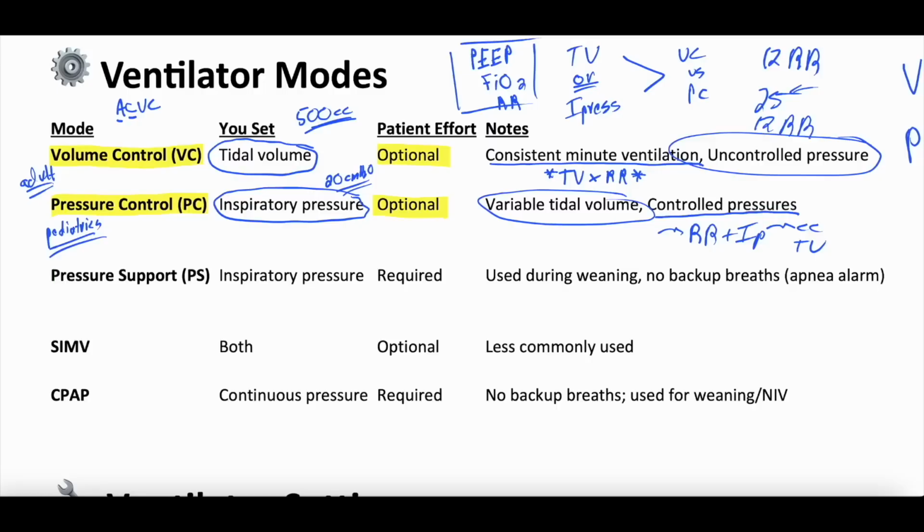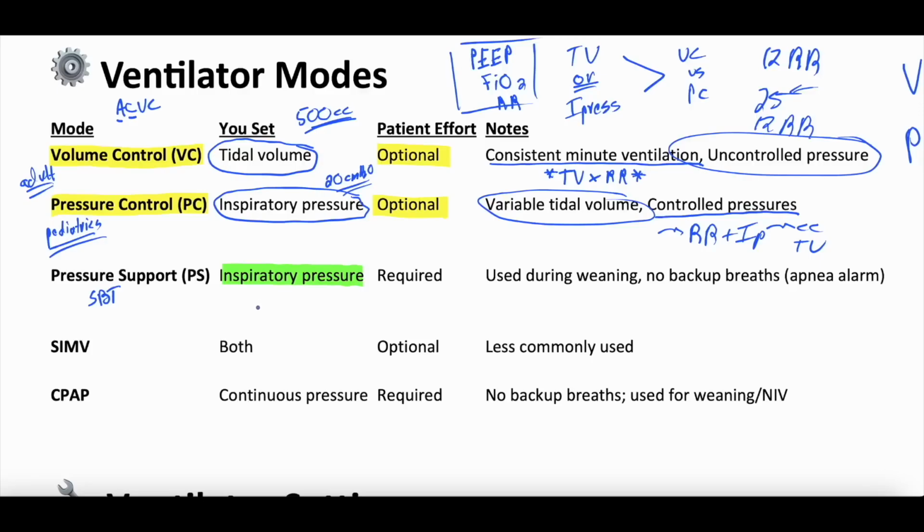So pressure support is often what we call a spontaneous breathing trial, or SBT. This is where, on the ventilator, all you're setting is the inspiratory pressure to help support them and help them overcome the resistance of the ET tube, right? They have an endotracheal tube going in their mouth and down their throat, and there's resistance to that endotracheal tube.